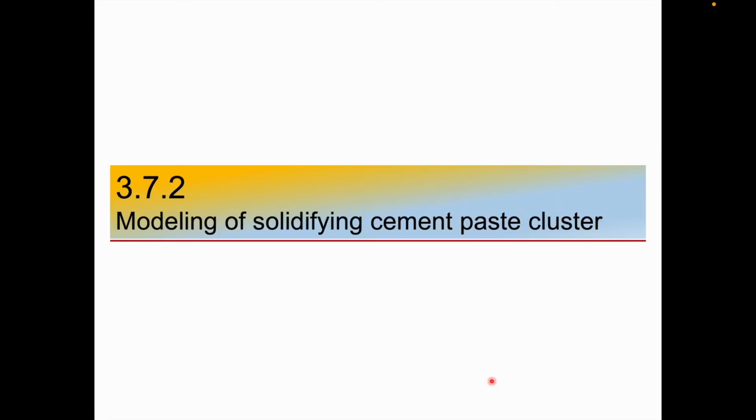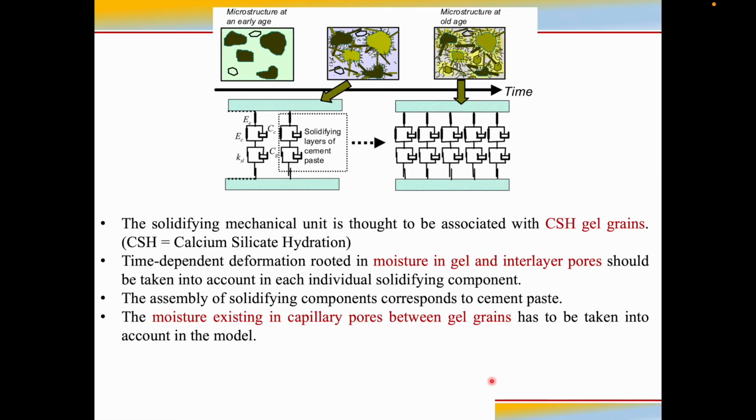The second part is about modeling of the solidifying cement paste cluster. The solidifying mechanical unit is thought to be associated with C-S-H gel grain, C-S-H, which means calcium silicate hydrate. Time-dependent deformation rooted in moisture in gel and interlayer pores should be taken into account in each individual solidifying component. The assembly of solidifying components corresponds to cement paste. The moisture existing in capillary pores between gel grains has to be taken into account in the model.